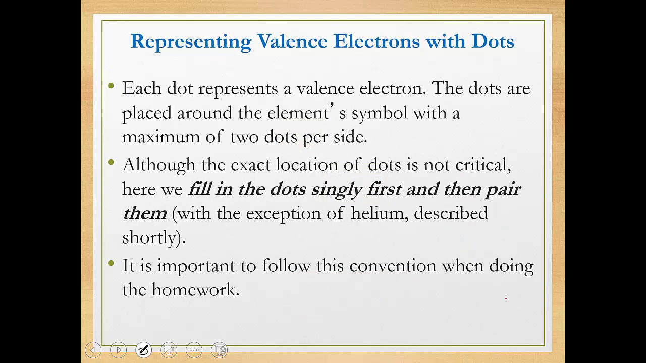All right, so as we said, each dot represents 1 valence electron, and we place them around the symbol with a maximum of 2 dots per side. The location is not critical, but fill them in singly first and then start pairing them up, with the exception of helium, which we'll look at in a minute. It's important to follow this convention when you're doing the homework. Otherwise, it may not match up to what you see. So for example, if you have 4 valence electrons around some symbol and you just go ahead and pair them up, that will be counted wrong. You would have to start out by putting 1 each around the 4 sides.